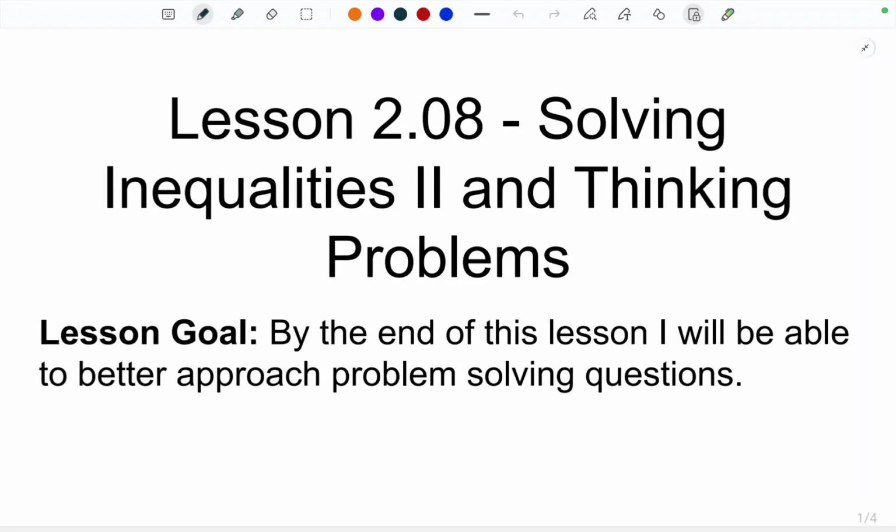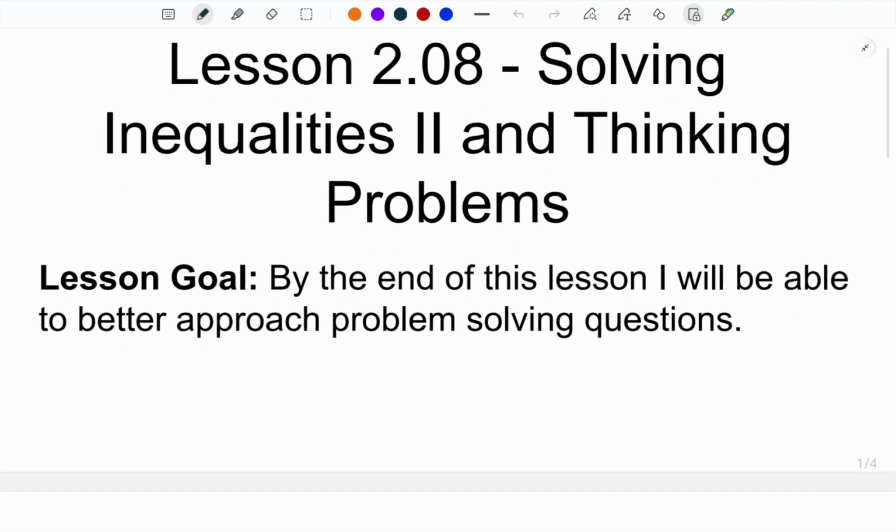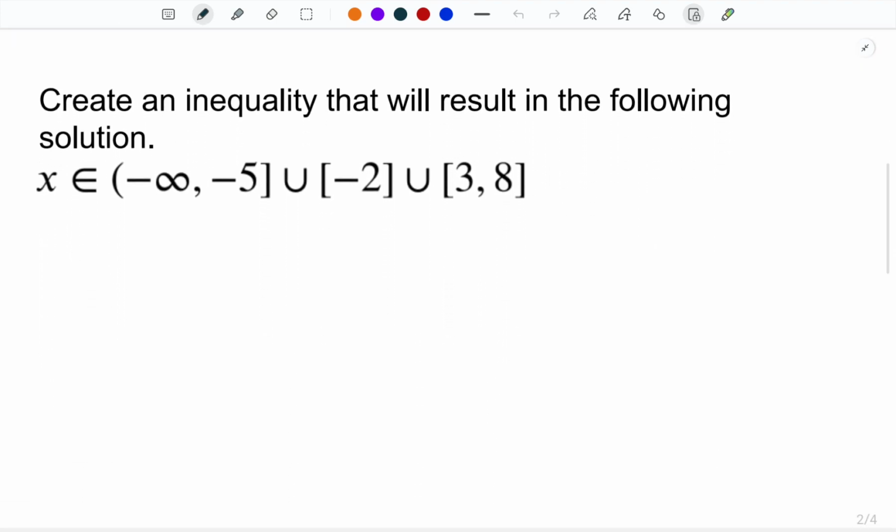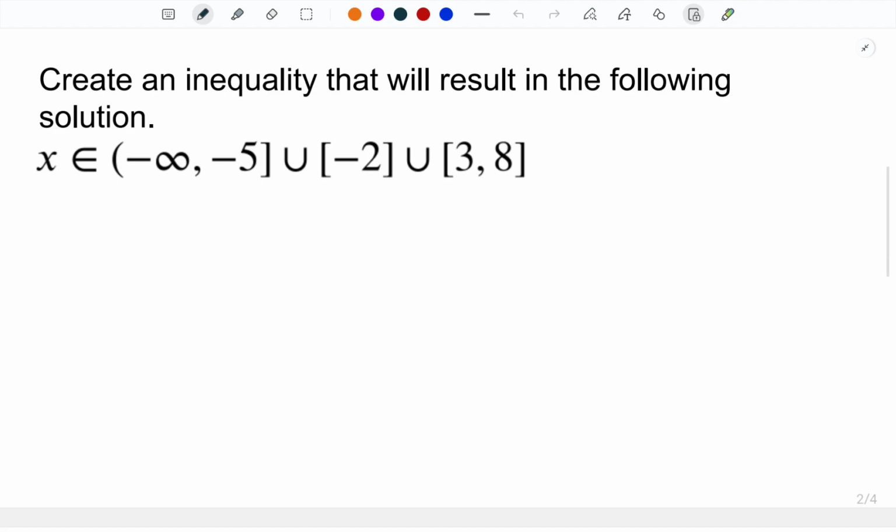All right, today we're just going to briefly look at a little bit more solving inequalities, and then you'll work through just individually some other problems. All right, so this is a little bit of a different question, but similar to the inequalities from before. This time we want to create an inequality that has the following solution. So it's basically the reverse of the kind of question we were looking at.